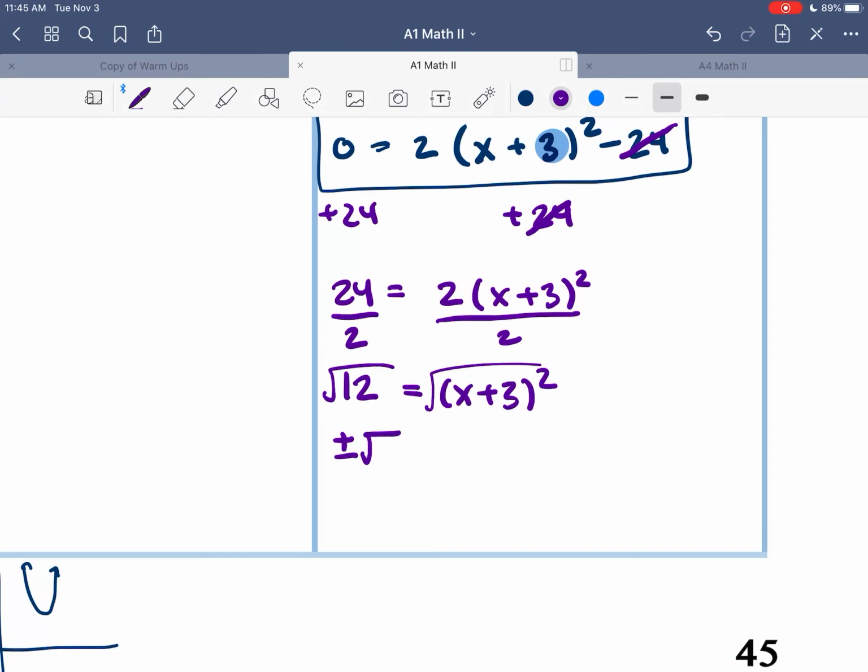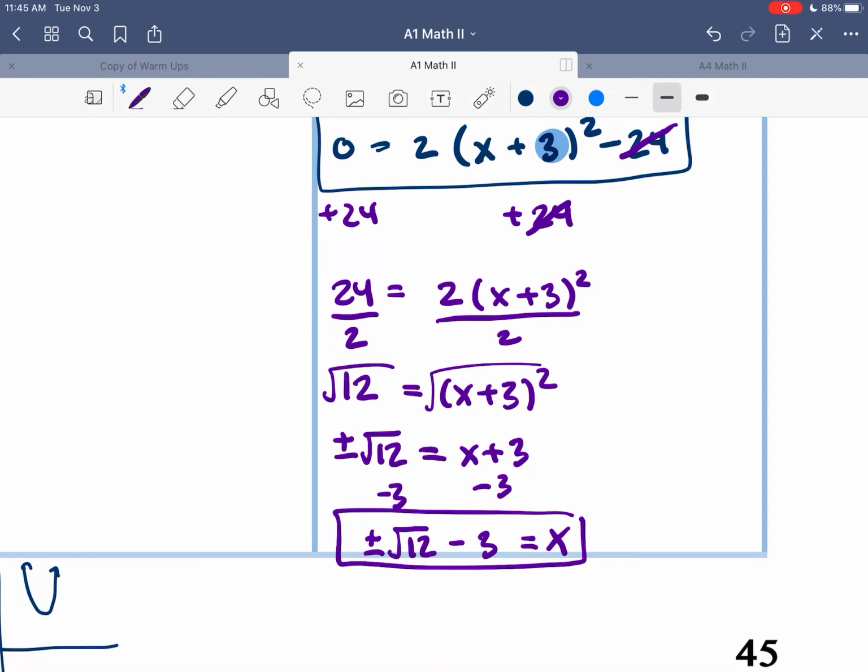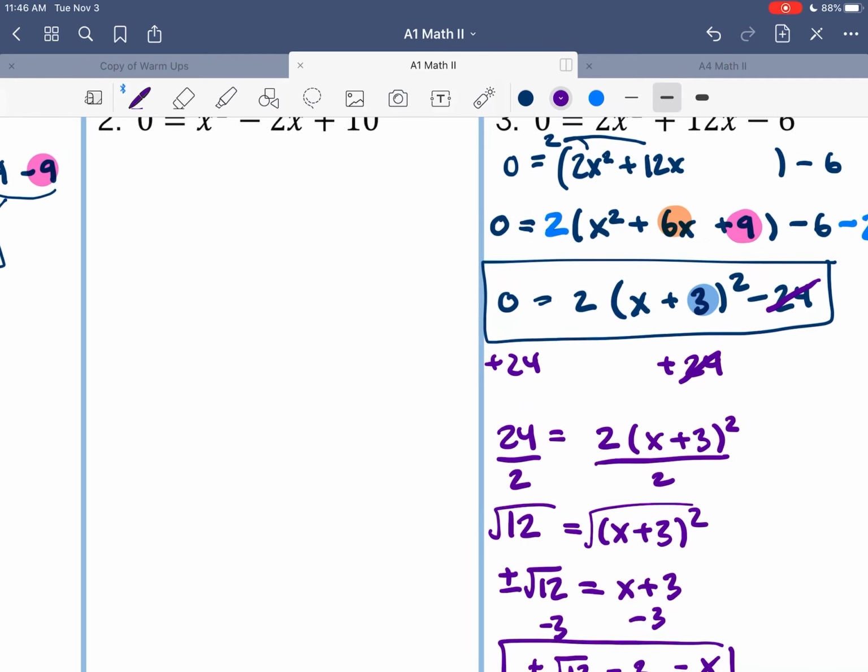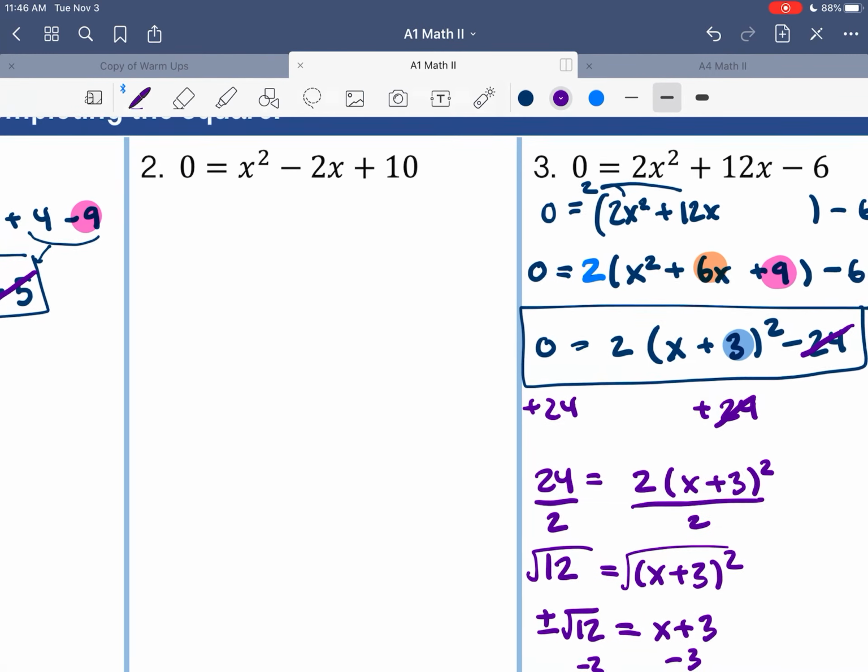It'll be positive or negative square root of 12 equals x plus 3. Take away 3 on both sides, and it gives you positive or negative square root of 12 minus 3 equals x. Oof, that's wrong. There we go. So those are our two x-intercepts. Not pretty. The square root of 12 is not a nice number, but it's still a real number. Unlike this middle one, this one will give you an imaginary number.